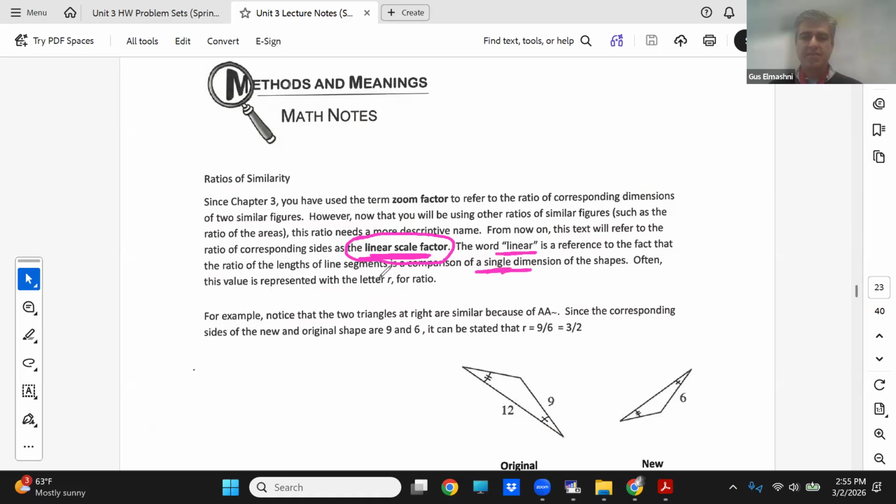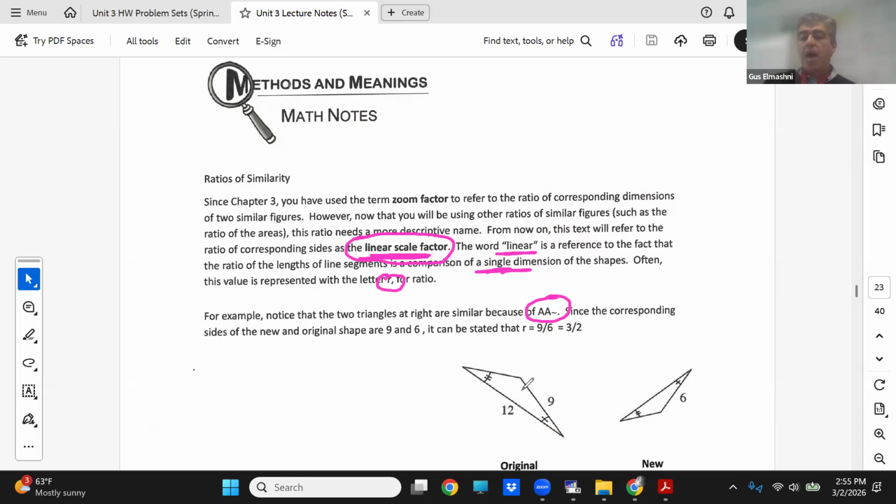Is there a comparison of single dimension, which is often represented with the letter P? For example, notice that the two triangles are right. These correspond to when you do big and 9 and 6. It can be stated that part of it.